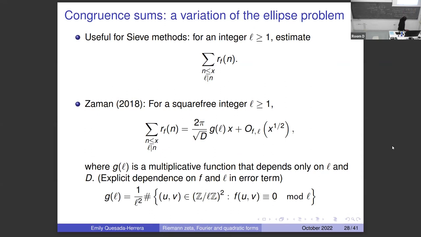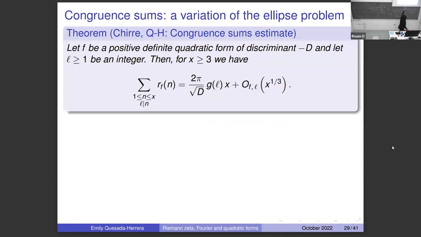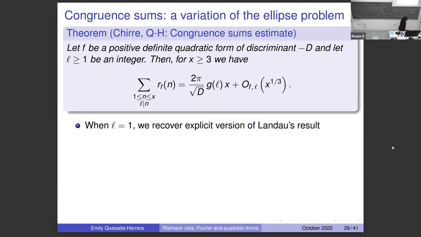So our first theorem in this work is, we can think of this function g as the number of solutions to this congruence mod L. We estimate the same quantity, and we improve the error term to x to the 1/3. So this is similar to the work of Landau and the previous work on the Gauss circle problem. So in particular, we recovered the version of the result. And something interesting is that Stu in 2010 showed that the error term cannot be any smaller than x to the 1/4.